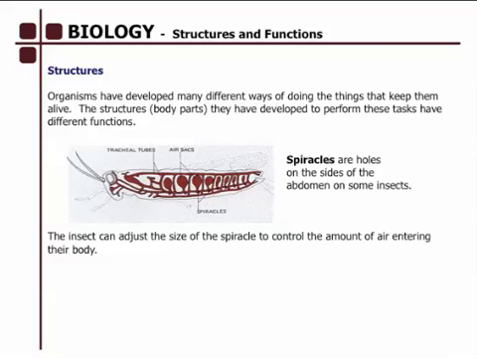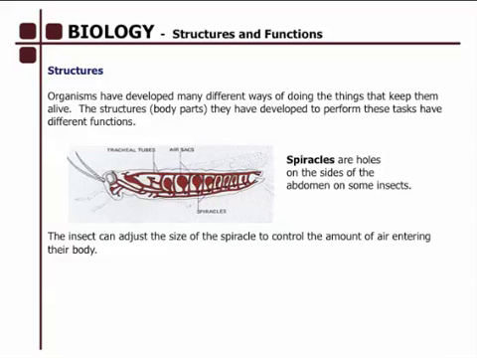So next we're talking about structures and functions. Organisms have developed many different ways of doing things that keep them alive. The structures or body parts they have developed to perform these tasks have different functions. Insects have developed spiracles, which are holes on the sides of the abdomen in some insects. The insect can adjust the size of the spiracle to control the amount of air entering the body. This is their respiratory system.